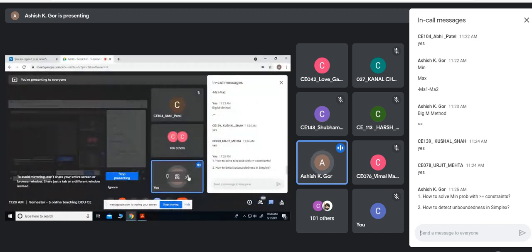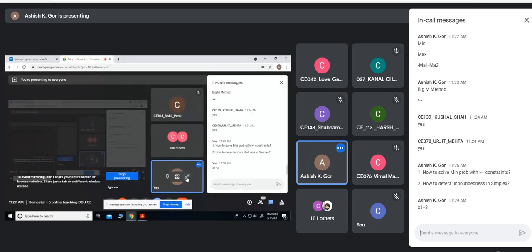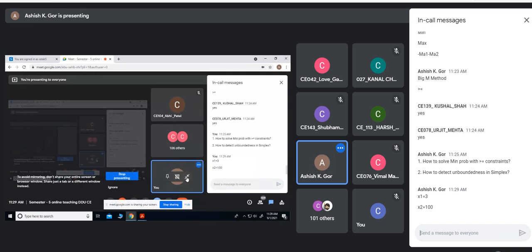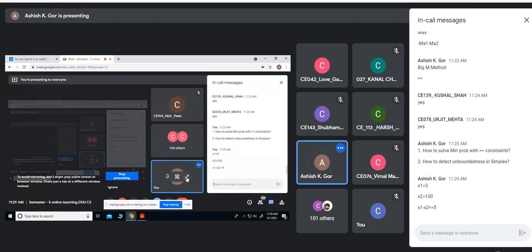So x1 equal to 3, x2 equal to 100, will it satisfy all the constraints? x1 minus x2 less than equal to 5. Is it satisfying that? Yes. 3 minus 100 is minus 97, which is less than equal to 5. Yes, very correct.